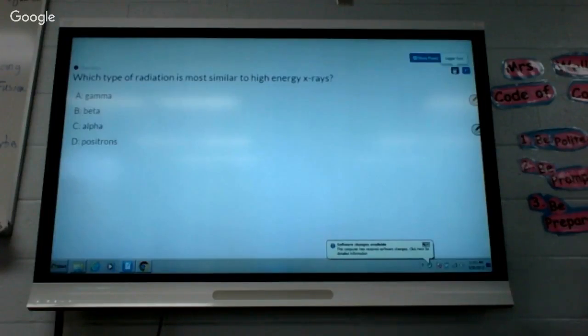All right. We got 3 wrong, 13 right. When you look at your reference table, who's on there beside an X-ray? Gamma rays. Gamma and X-rays are pretty close to each other on your reference table. They're electromagnetic radiation. Alpha and beta are not high energy waves.